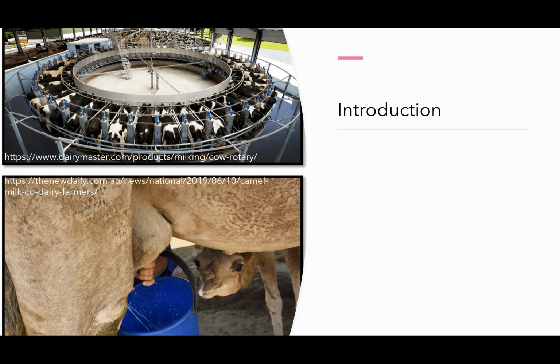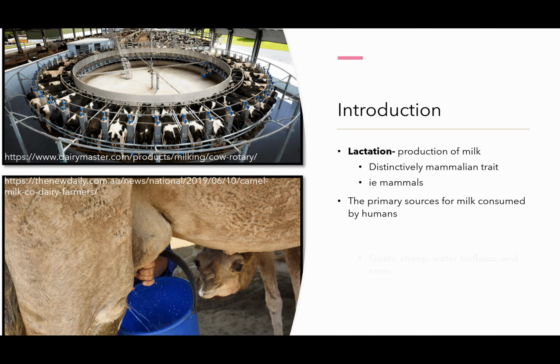As an introduction, lactation is simply the production of milk, and this is thought of as being distinctly a mammalian trait, i.e. why they're called mammals. The primary sources of milk consumed by humans come from goats, sheep, water buffaloes, and cows. However, there are some other species that can be used for milk production, and these include camels, llamas, and yak.